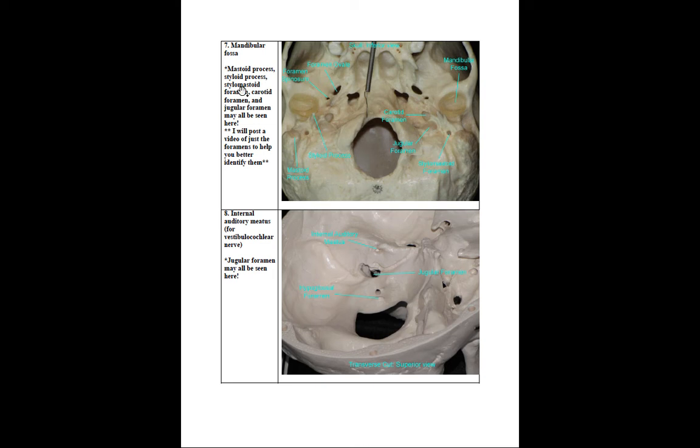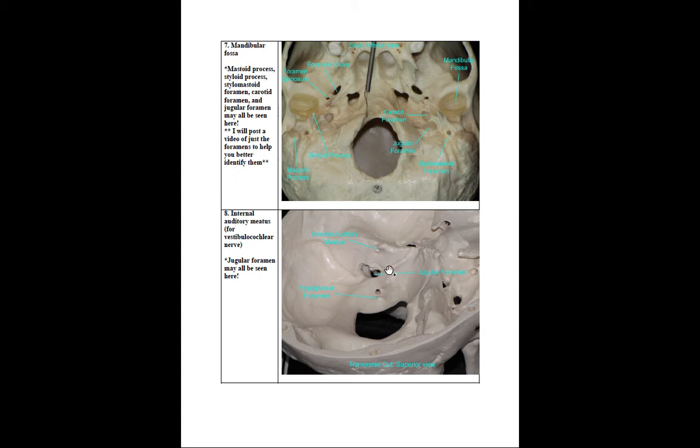So again, you can go back and look at some of the other features here, the mastoid process, the styloid process, the stylomastoid foramen. Again, you can review the carotid foramen here. You can actually see it a little better, carotid foramen, jugular foramen here. So those are all a little bit easier to see, I think, in this image. And then here, I think the last feature you need to know is the internal auditory meatus.